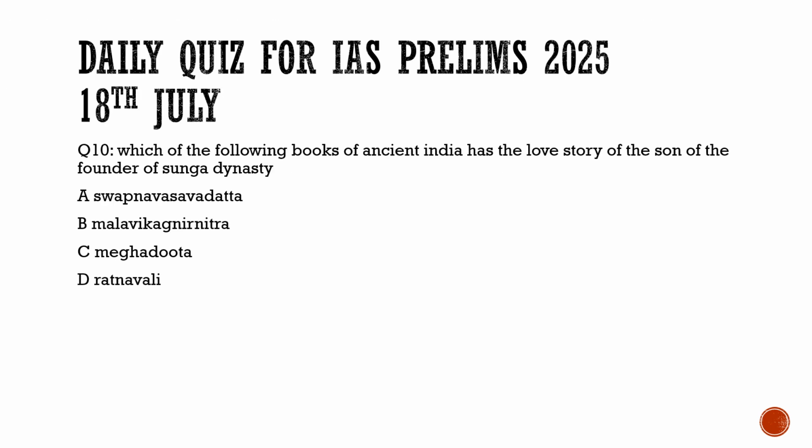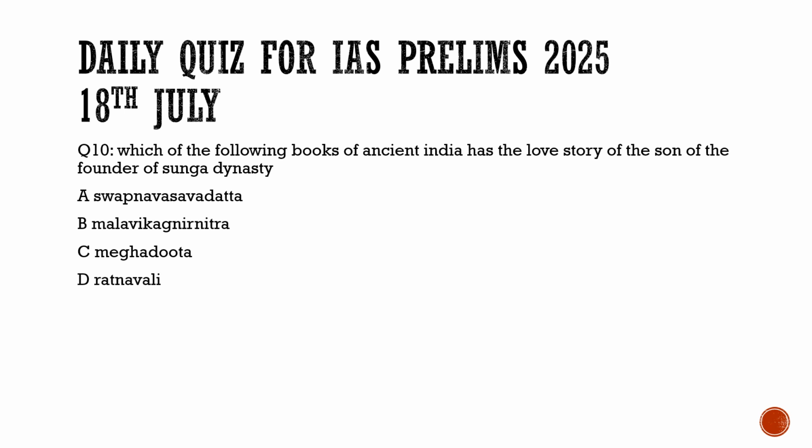Coming to the last question, let's see what it says. It says, which of the following books of ancient India has the story of the son of the founder of the Sunga dynasty? So here we have to find the love story of the son of the founder of the Sunga dynasty. Is it Swapna Vasavadatta? Is it option B, Malavikagnimitra? Is it Meghaduta? Is it Ratnavali?